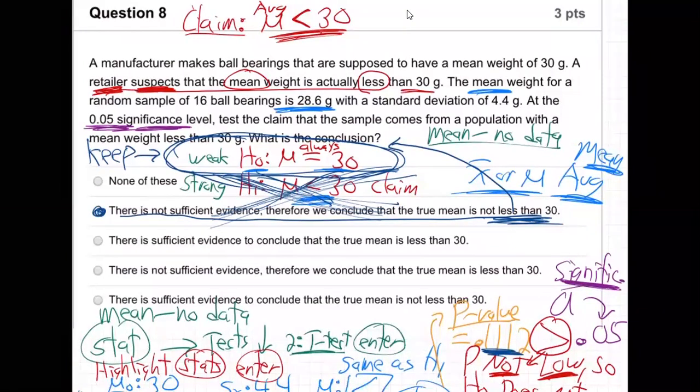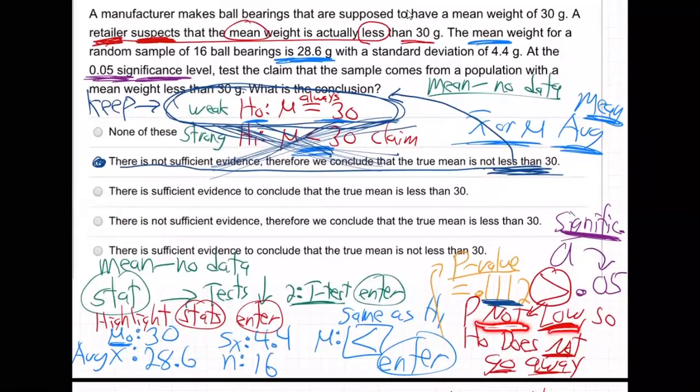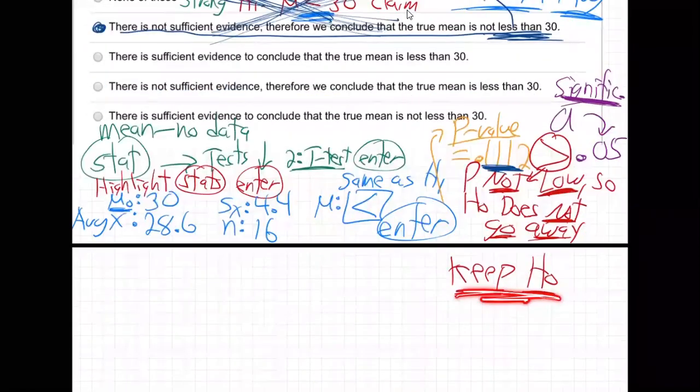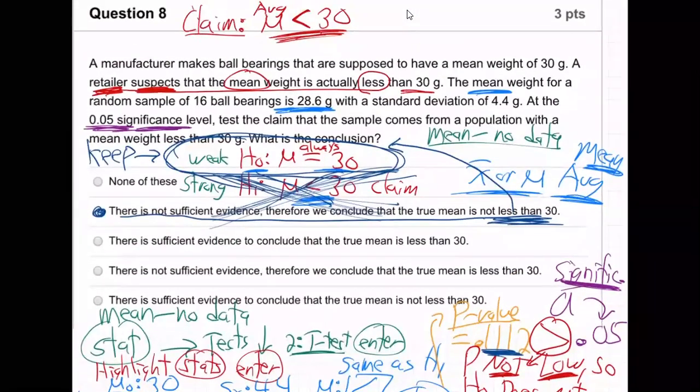So again, at the very end, we concluded the p-value was not low, it was greater. So the H0 does not go away, meaning we keep the H0, right? And once we realize that we keep H0, we're saying weak evidence, so it's not sufficient, and it's equal. So not less than 30. Yeah, not less than 30 is equal. So that's how we did that.